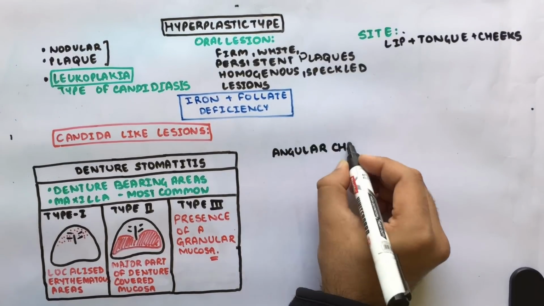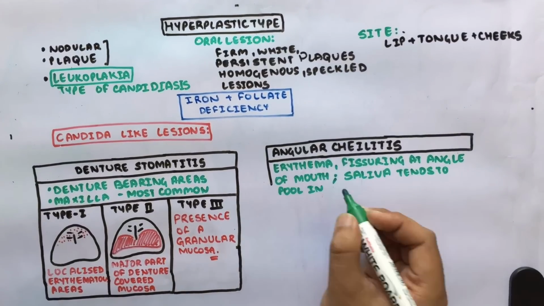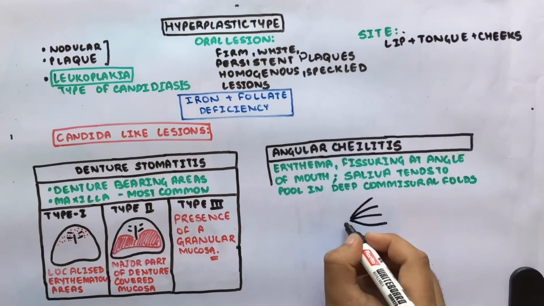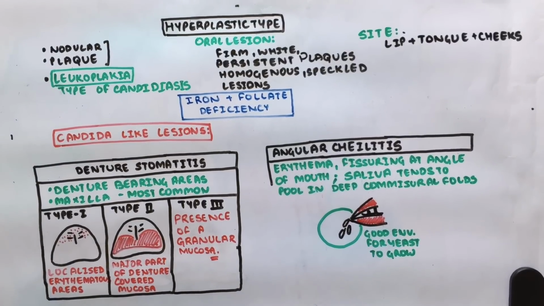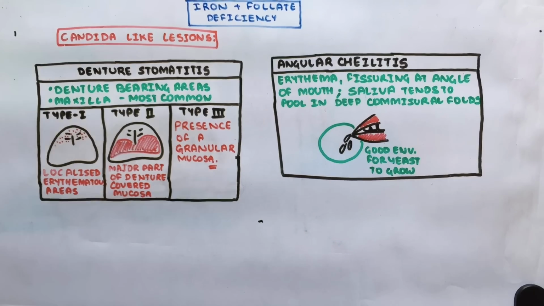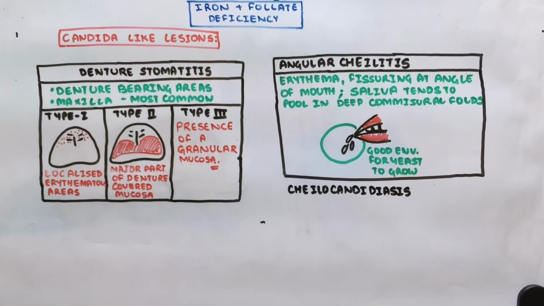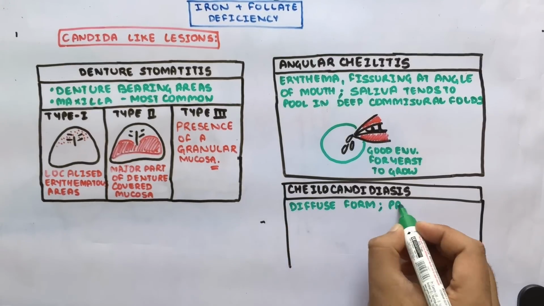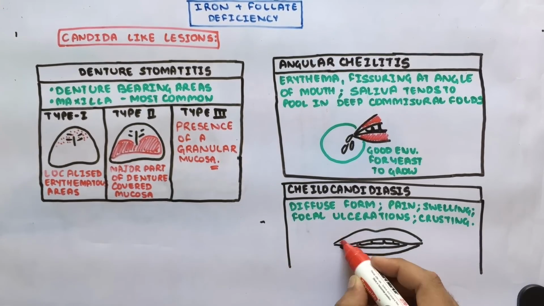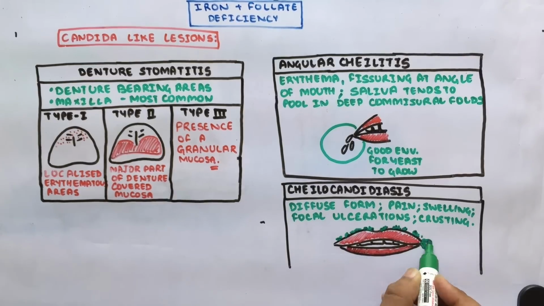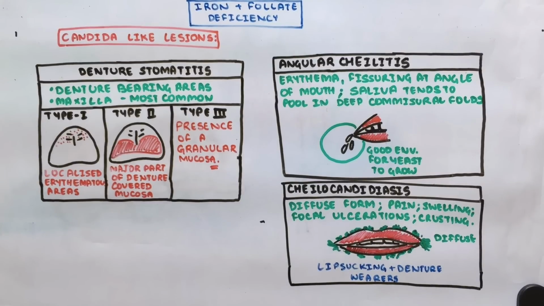The next clinical type is angular cheilitis, which is characterized by erythema and fissuring at the angle of the mouth. The saliva tends to pool in persons having deep commissural folds, keeping the area moist and favoring the yeast infection. The diffuse form of angular cheilitis is called cheilocandidiasis, which is characterized by pain, swelling, erythema with focal ulcerations and crusting, associated with habitual lip sucking and the denture wearers.